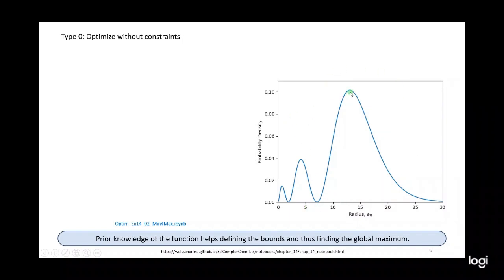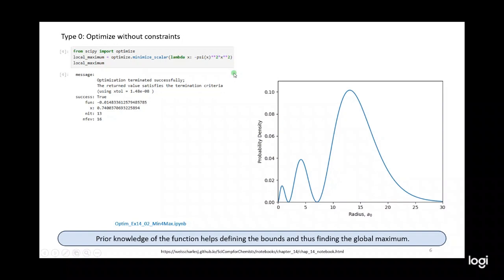Our goal is to find the maximum value, and to do that, we will use the minimize_scalar function. However, since minimize_scalar is designed to find the minimum values, we will need to negate the objective function. So instead of maximizing psi squared times r squared, we minimize negative psi squared times r squared. This trick allows us to use a minimization function to locate the maximum point.